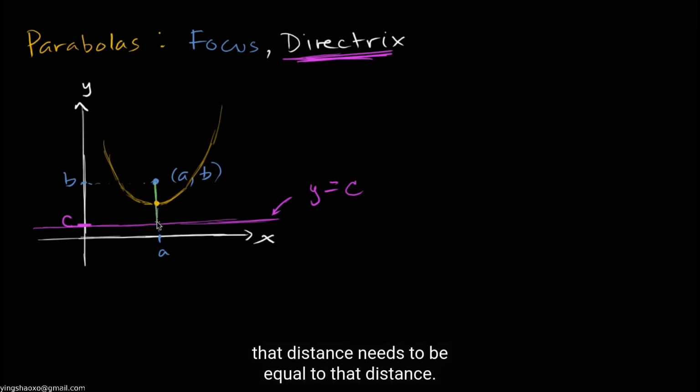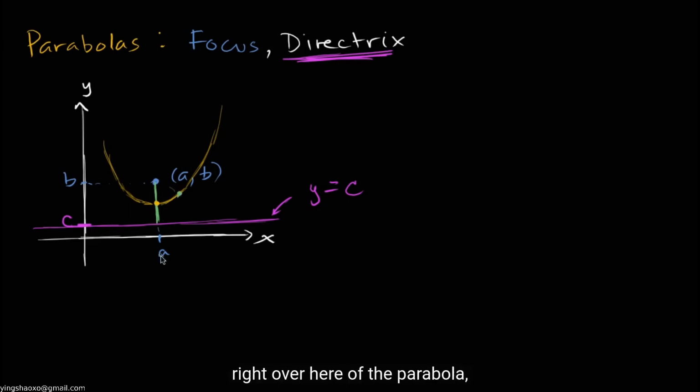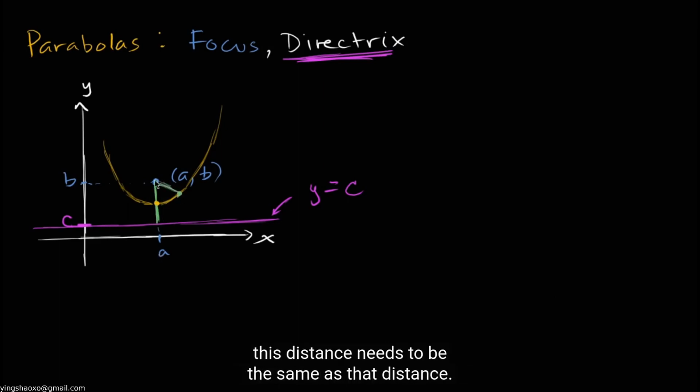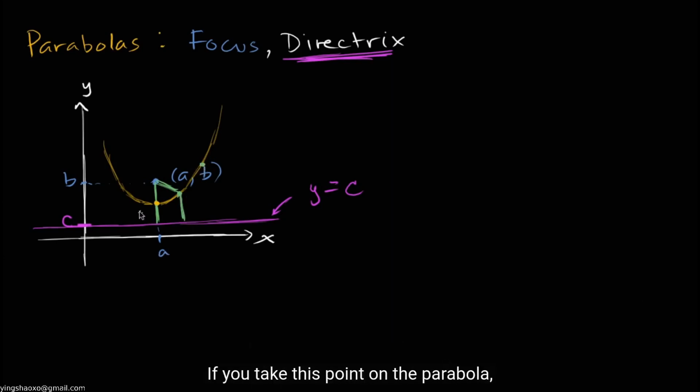That distance needs to be equal to that distance. Well, that seems believable. And now if we take this point right over here on the parabola, this distance needs to be the same as that distance. Well, that seems believable. If you take this point on the parabola, this distance needs to be the same as this distance.